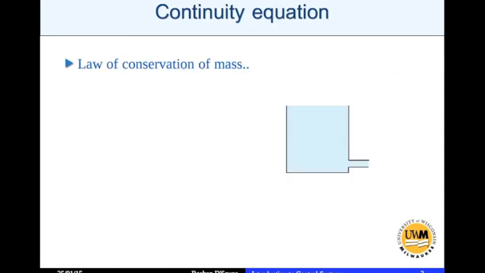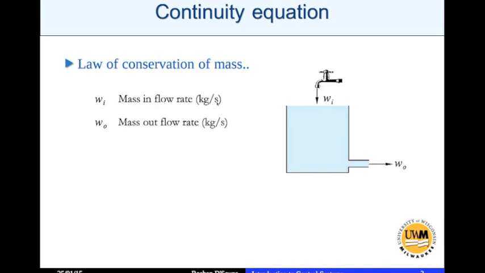Now let's look at the continuity equation. A continuity equation is basically the law of conservation of mass. It says that mass cannot be created or destroyed. So let's say there's a tank here and I'm putting in fluid at the rate of Wi. That's the inflow rate. Mass inflow rate is given in kgs per second. Let's say W0 is the mass outflow rate. So we can write the continuity equation as: if m dot is the rate of change of mass in the tank or reservoir, I can write m dot is inflow rate minus outflow rate.